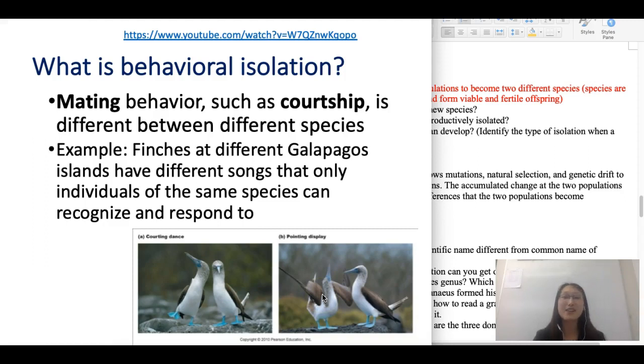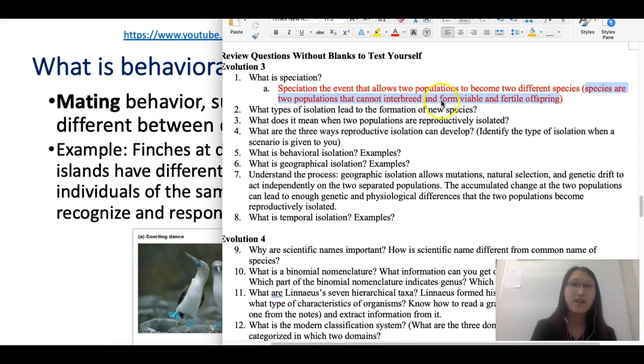Behavioral isolation is caused by mating behavior, the courtship differences, or even differences in the songs that the birds use to attract their mates. So if two populations have different songs or different mating behaviors, that will prevent the two populations from mating, right? And if the mating is prevented, they're not going to produce viable fertile offspring, which means they are reproductively isolated, which means they are two different species. See the sequence right here? Behavioral isolation leads to reproductive isolation, which tells us that these two populations are two different species.